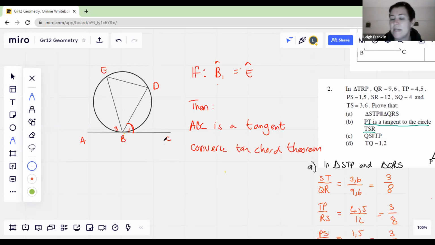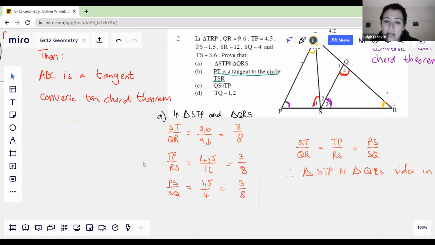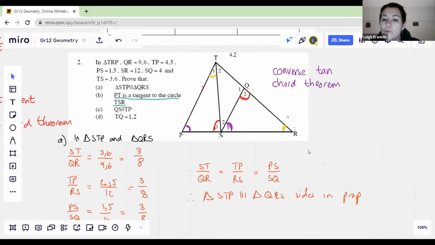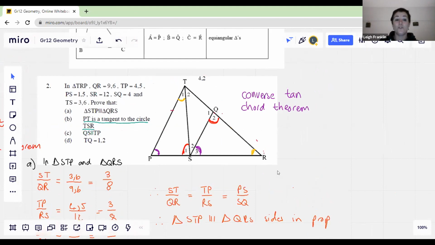Now that means identifying the angle that would be the angle between the tangent and the chord, and the angle that would be the angle in the alternate segment. And that's the hard part, because like with so many of these diagrams, there are no circles drawn. So you're doing this without the circle even being there. Okay, so PT is a tangent to the circle. So here's TP, which is your tangent to the circle.